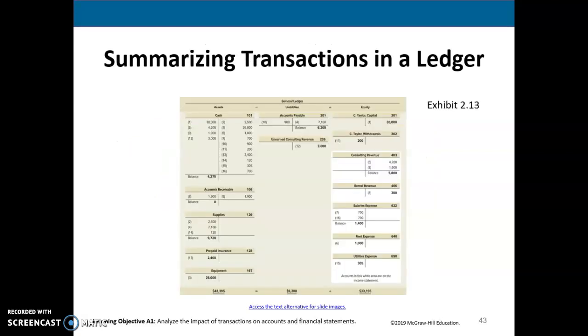The next slide shows us a summary of those transactions posted into the ledger and allows us to see the balances in each of the accounts after doing that. So this is where we're going to stop this video, and we will continue for part 3, looking at what we call a trial balance.